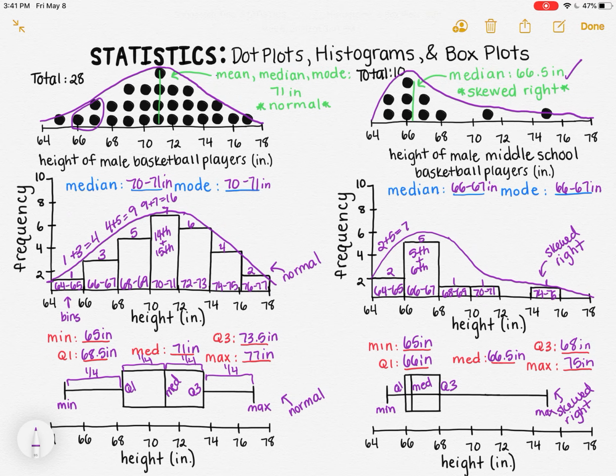So all of these distributions give us different information about the data, and there are benefits and drawbacks to all of them, but you should feel comfortable at least being able to identify the shape from all of them and the median and getting a general idea of the data by having any of these distributions in front of you.